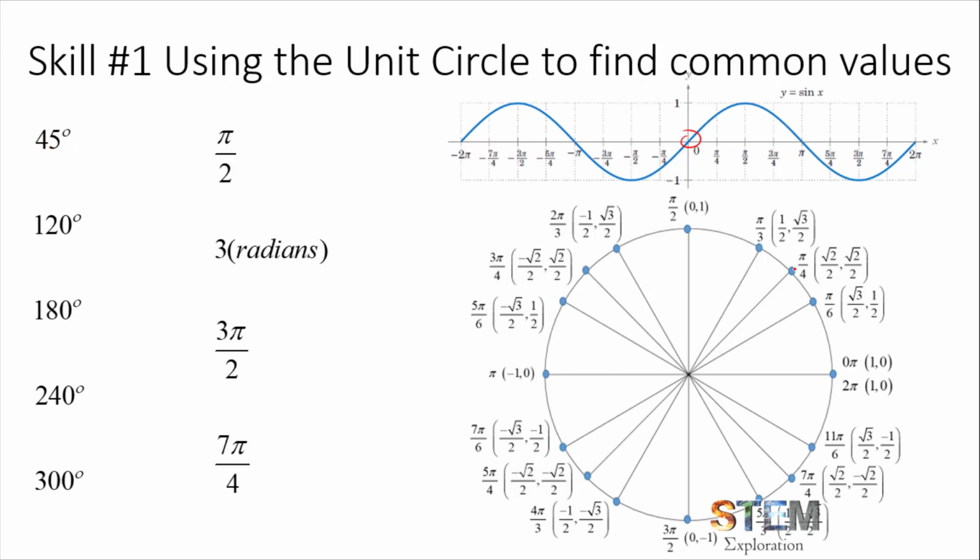Well, the sine of 45 degrees is this pi over 4 point, and if we look at pi over 4 and look at the height of this point, this is 45 degrees. The sine of 45 degrees, according to the unit circle, if we look at the y value, is simply equal to the square root of 2 over 2.